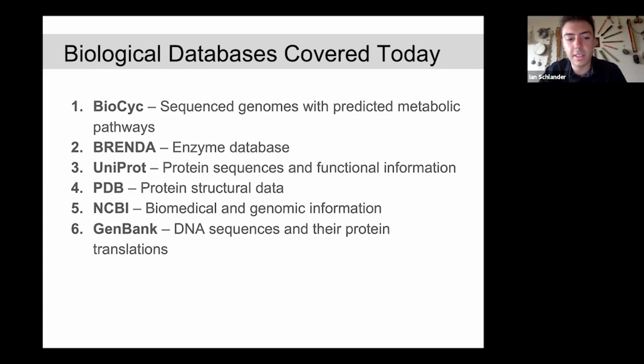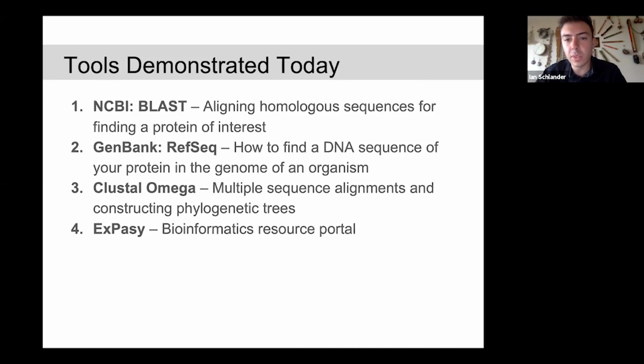We're also going to go over GenBank a little bit, which goes more into DNA sequences and nucleotides. Some tools I'm going to demonstrate today as well will be NCBI BLAST, which is the basic local alignment search tool. That aligns homologous sequences for finding a protein of interest. We're going to go over GenBank RefSeq, which shows you how to find a DNA sequence of a protein in the genome of an organism.